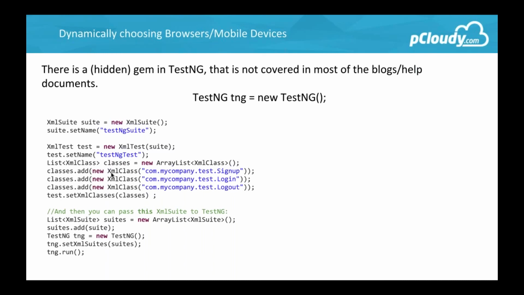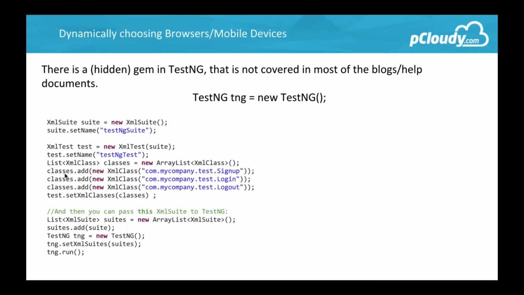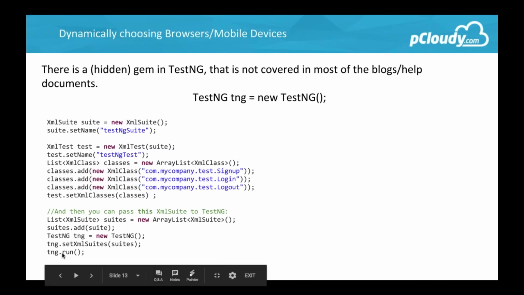and in the test I will set the XML classes as this classes object. And now, in the list of suites, I'll add the suite, and testng equals new TestNG, where I'll set the XML suites. So TestNG will contain my suites, my suite will contain my test, my test will contain my classes, and my classes will contain the before method annotation, test annotation, after method annotation, after class annotation. And whenever I call testng.run, this TestNG variable will get executed.